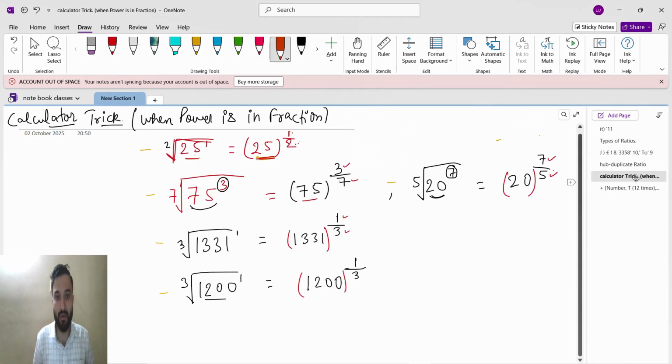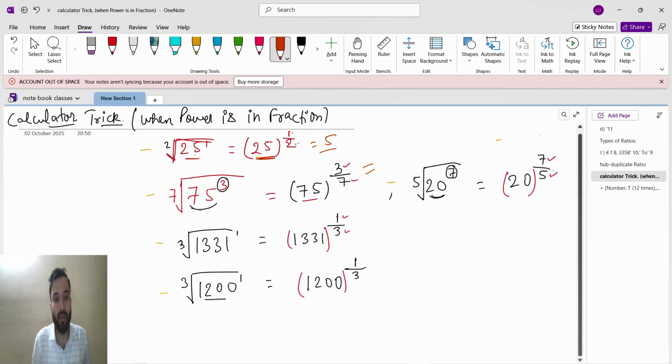Let's see. First we will start with this. Alright, 25 to the power 1 by 2. For square root we know, guys, directly we will press the square root button, we will get 5. Now we will see this one. So the first step is what they will give like this. You have to write in this form. So I hope you get to know how to write in this form.